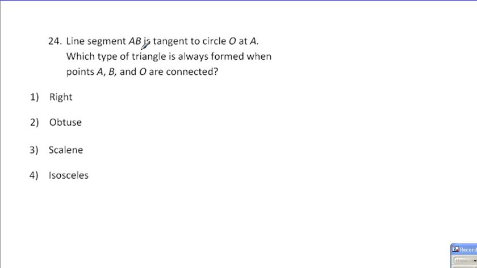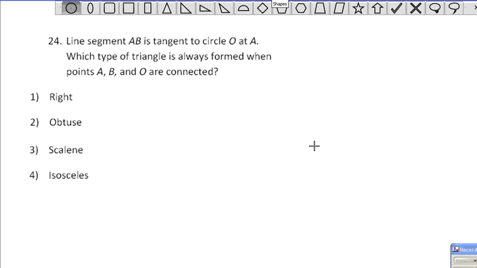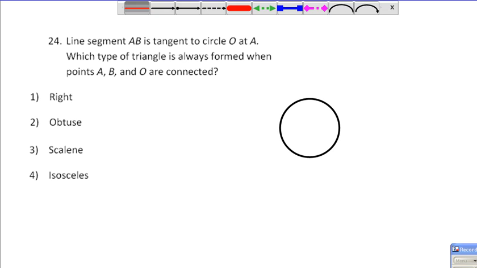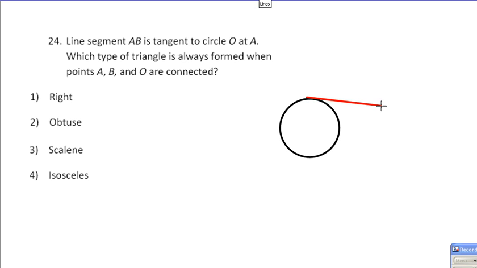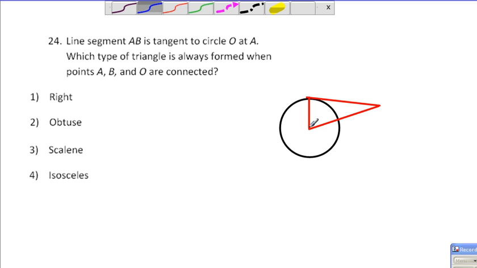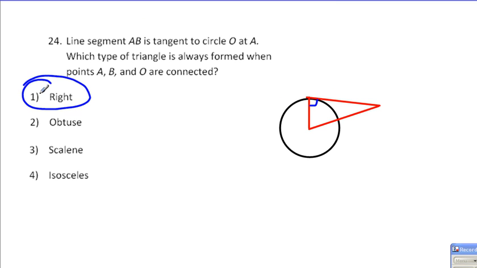All right, here, line segment AB is tangent to circle O, so that means here we have a circle and the line tangent to that right here. Which type of triangle can always be formed when points A, B, O, as in the center of the circle, form a triangle in this way? One thing that we get to realize is the radius and the tangent line segment always create a right angle. Therefore, we're going to have a right triangle in this case.